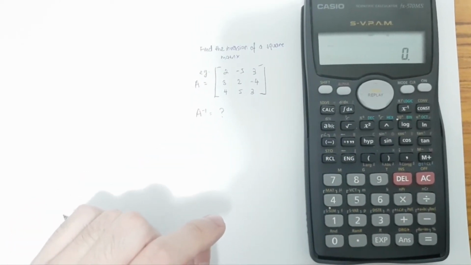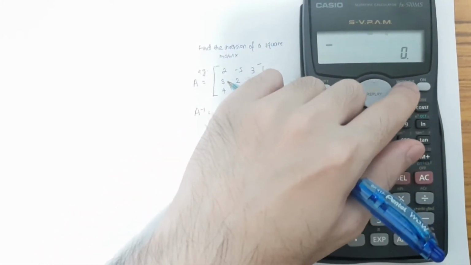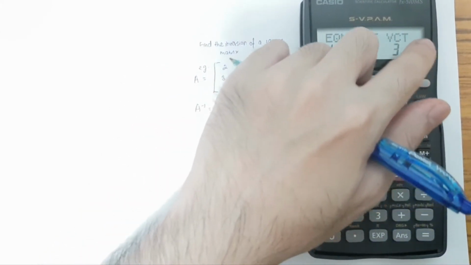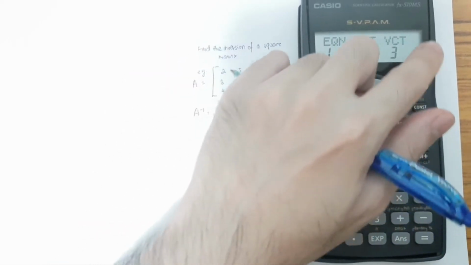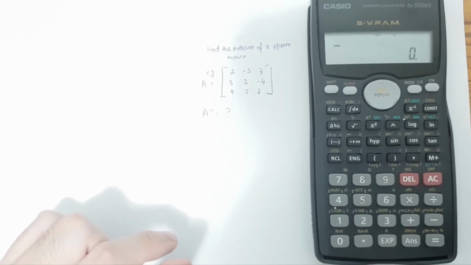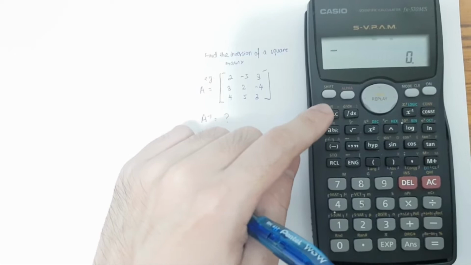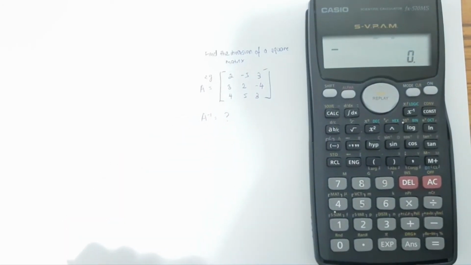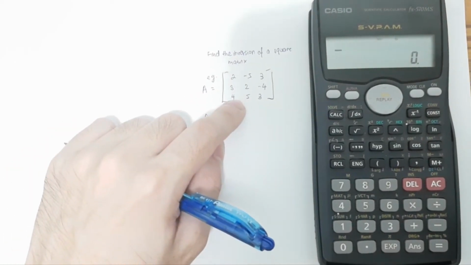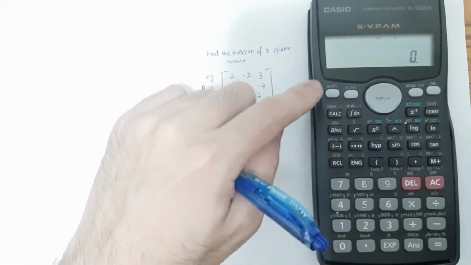The first step is to switch the mode. By pressing the mode button 3 times until you go into this page of options, we then press number 2. Right now the calculator has switched into the MAT mode. The next thing that we will do is to input the values of the matrix into the calculator.